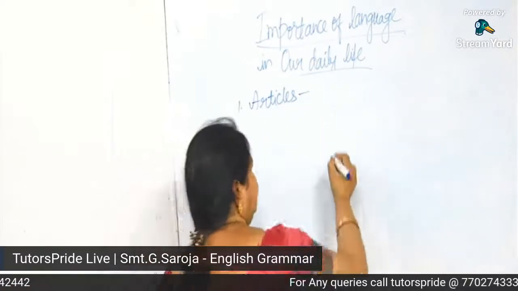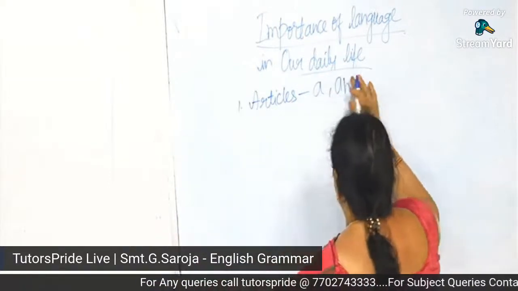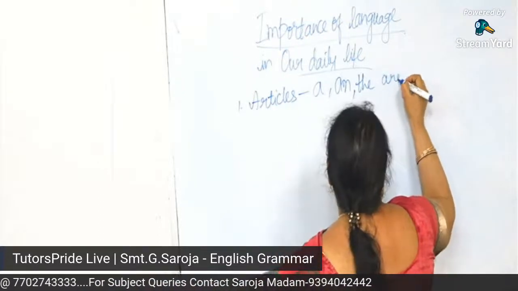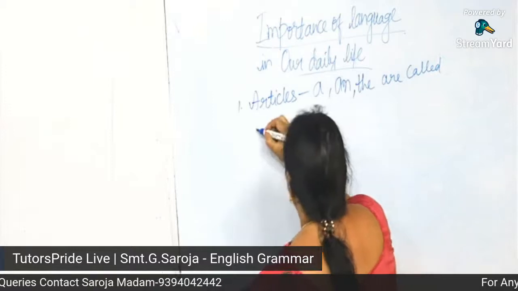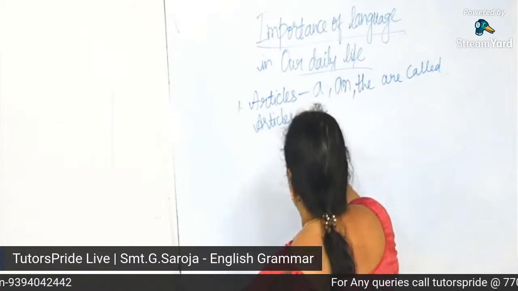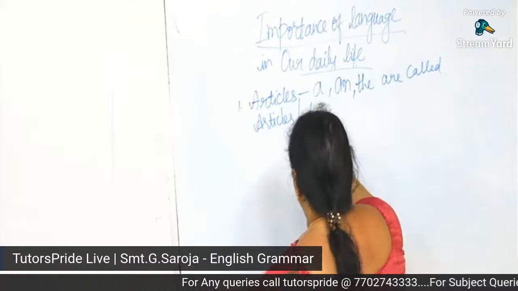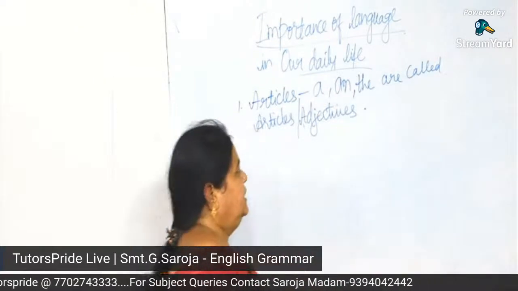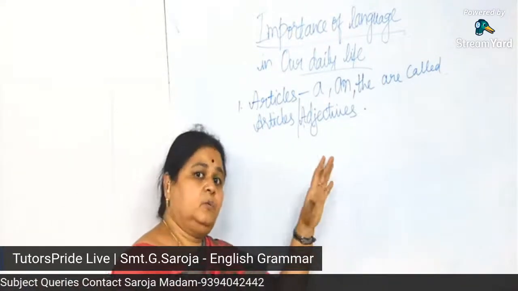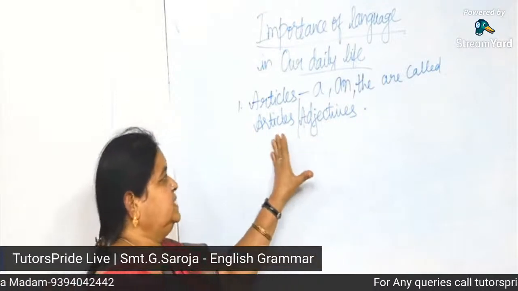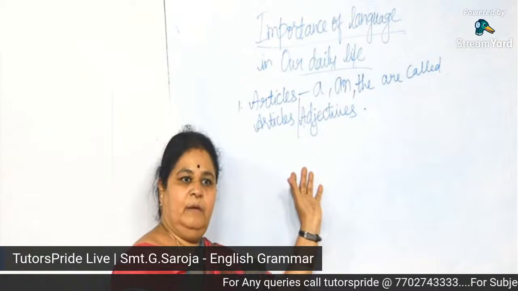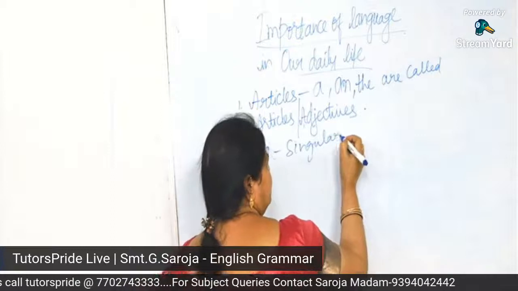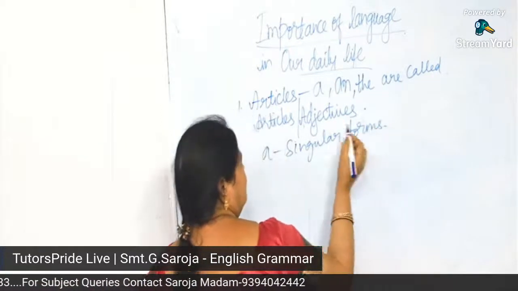Articles. A and the are called articles. Articles are otherwise called adjectives, which means both are the same. Now, a is used for singular forms, and before vowel sounds.